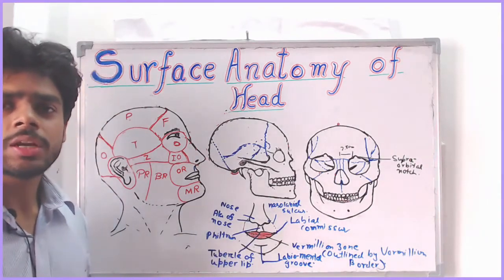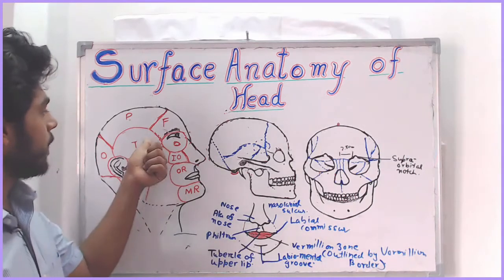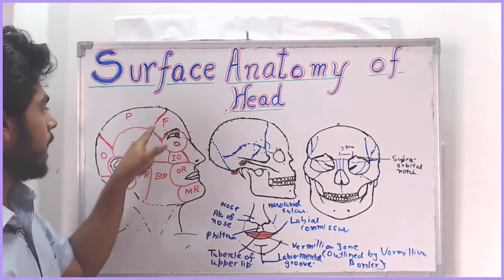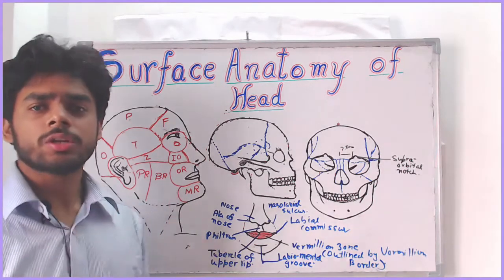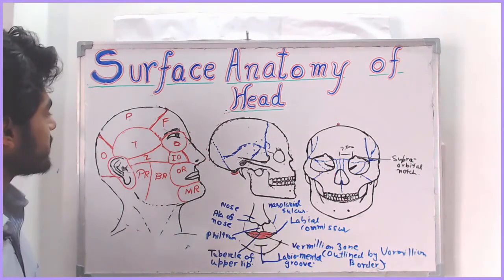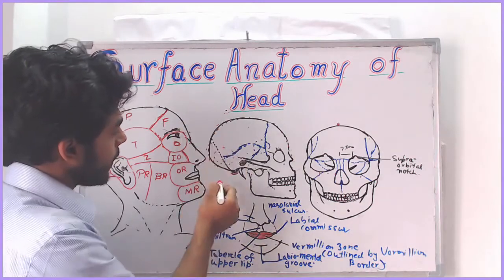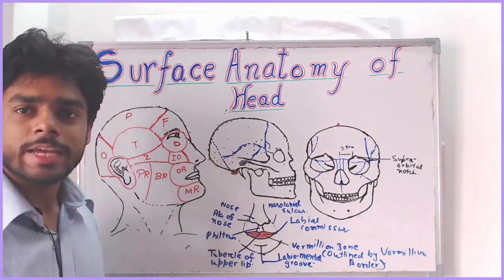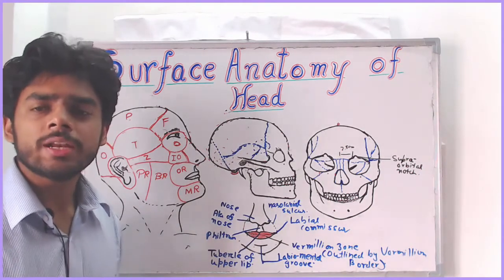Another structure is the pterion, about which we studied. It is the junction of the temporal, parietal and frontal bones. And we have one more structure called the asterion. The asterion is the junction, or confluence, of the parietal, temporal and occipital bones.